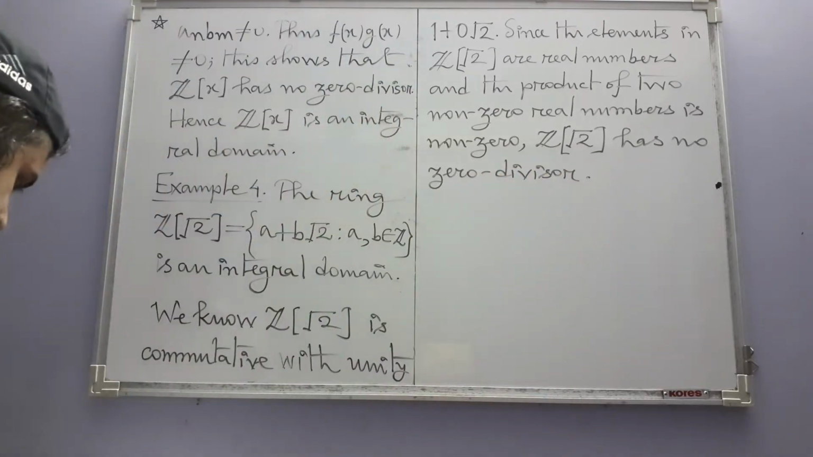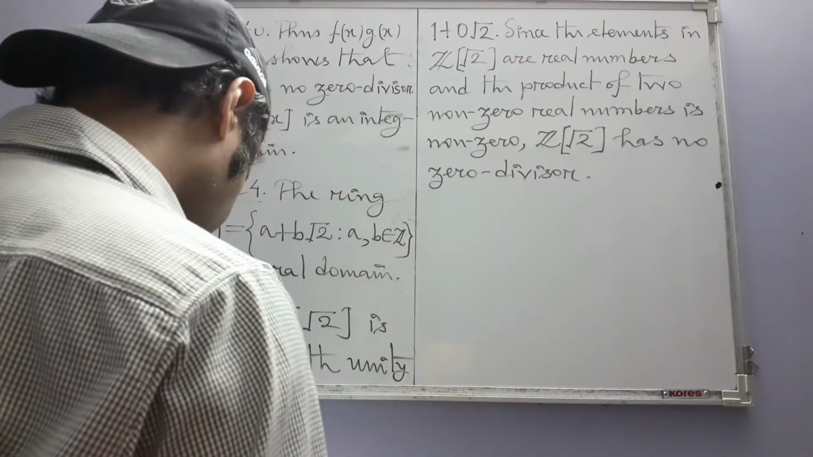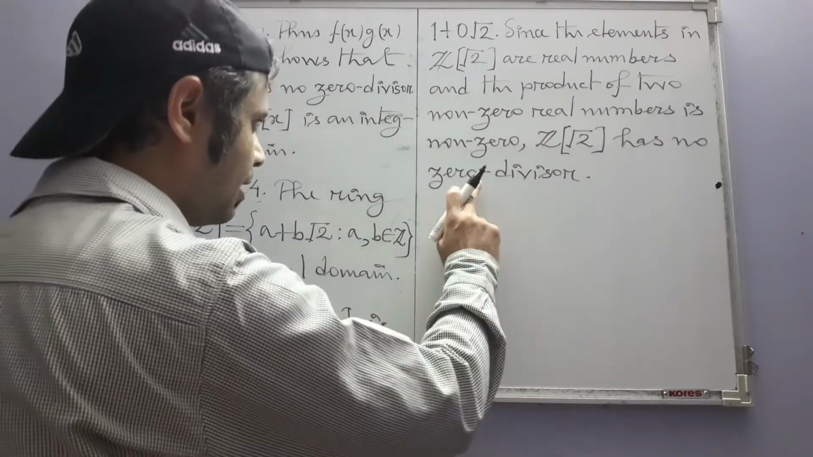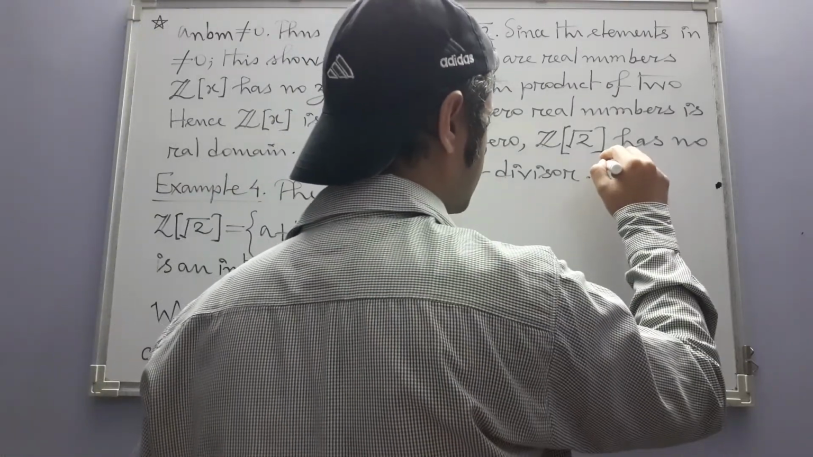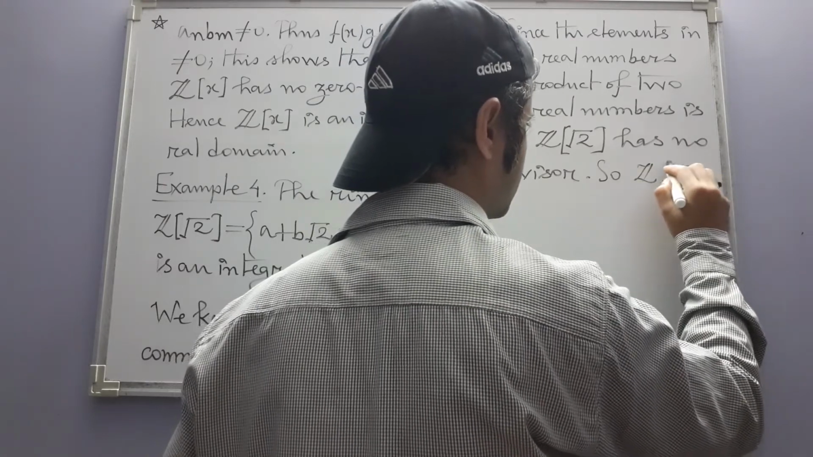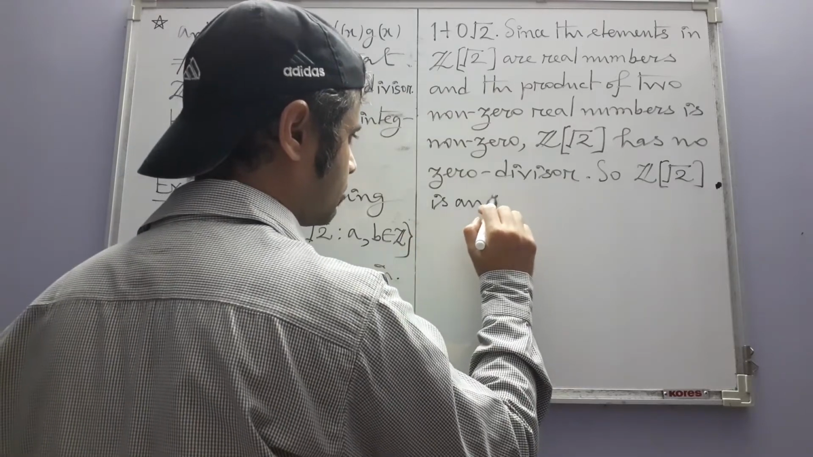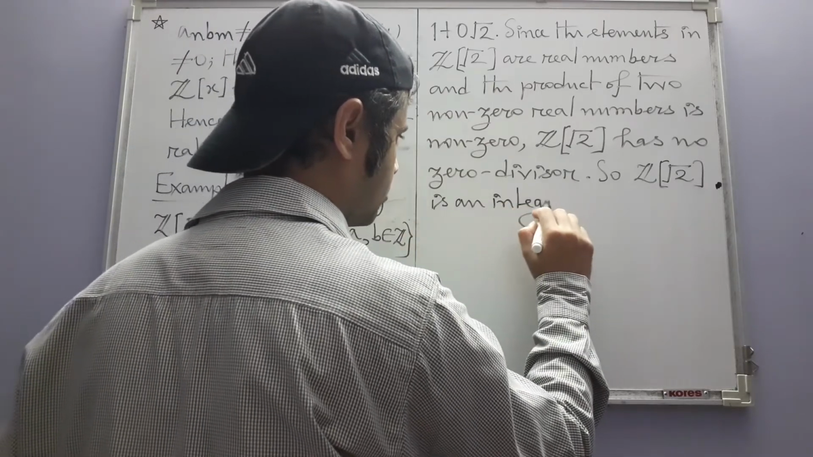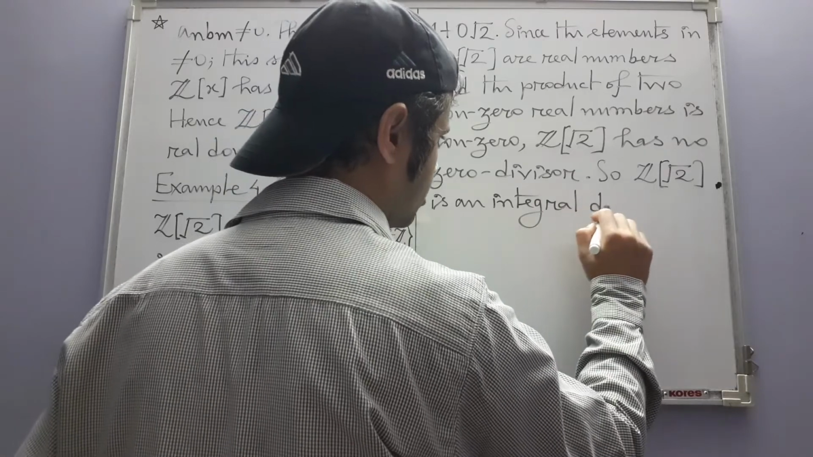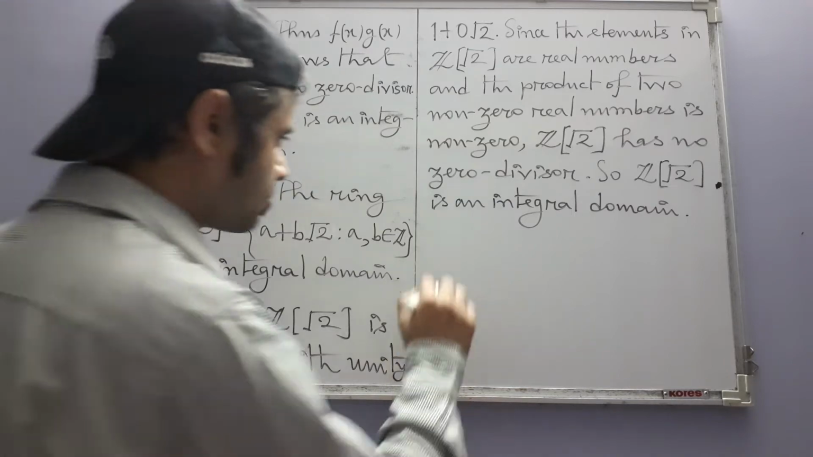Is there a hyphen? I mean, do we have a hyphen here? I forgot. Zero. I think we have. So this is an integral domain. Then example 5.